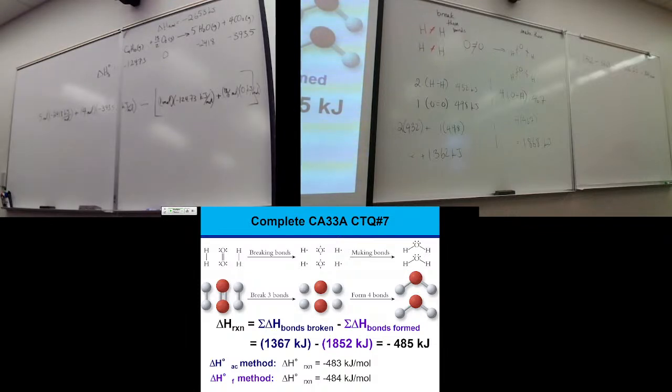More than 6. Wait, can you say that again? You said we're breaking only 2 bonds for this one? So a common mistake people make is they don't draw it out. They're like, oh, I'm breaking 3 carbon-carbon bonds. But it's actually just 2. And then 8 carbon-hydrogen. Yeah, okay. Very, very common mistake.